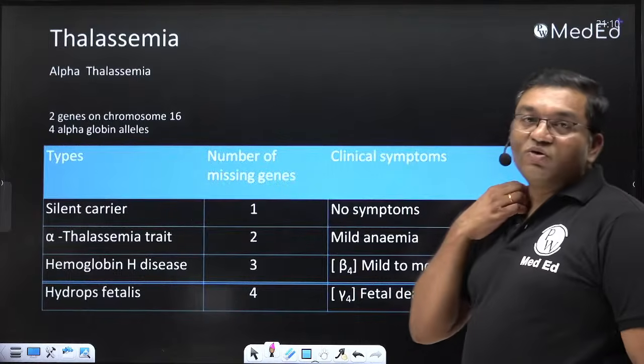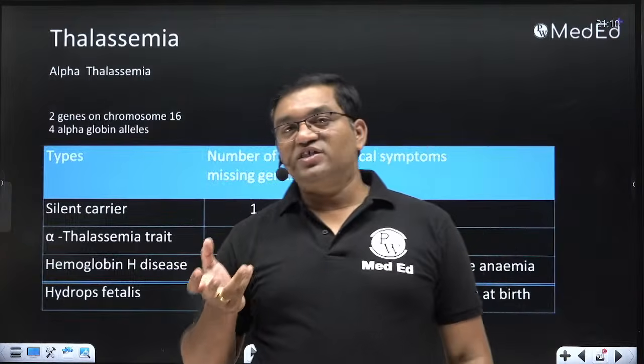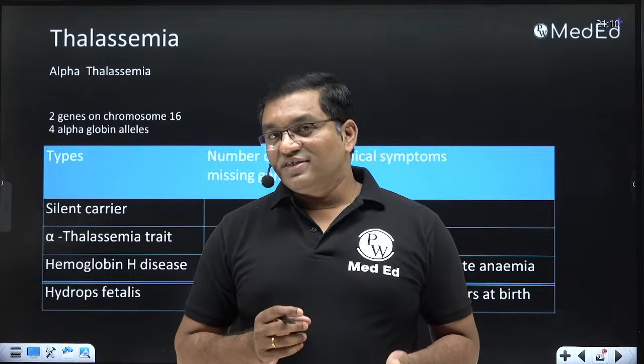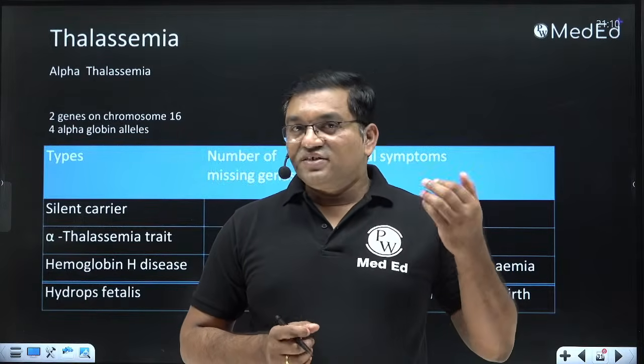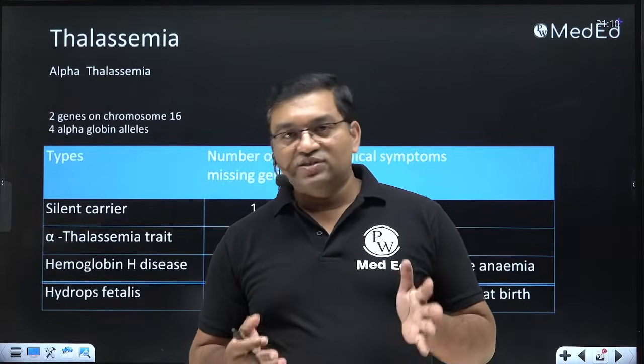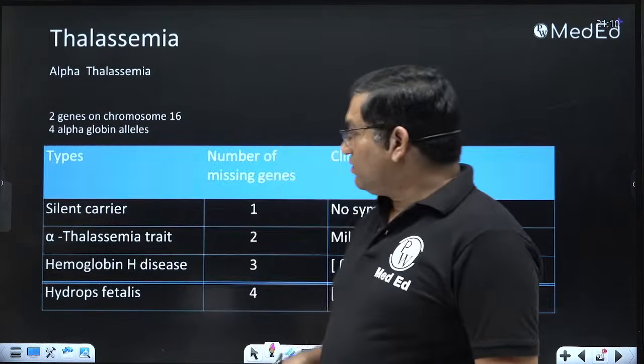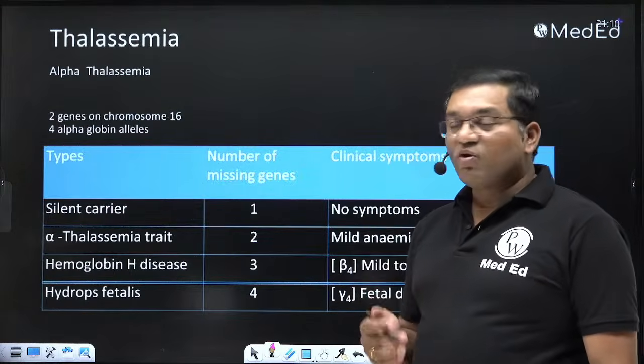So this is all about sickle cell anemia. Frequent blood transfusion is needed. Hydroxyurea is given, and stem cell transplantation, bone marrow transplantation, will give promising results.